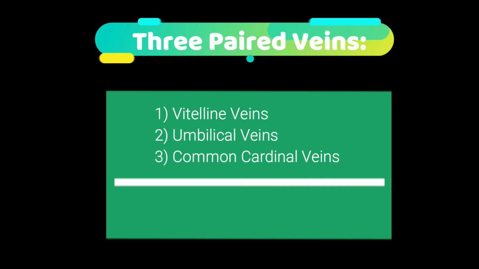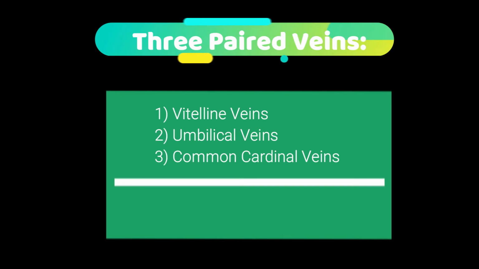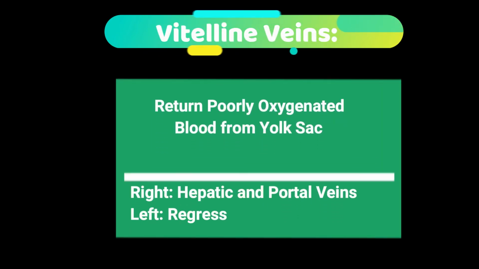3 paired veins drain into the primitive heart tube through the sinus venosus. These are the vitelline veins, the umbilical veins, and the common cardinal veins. The vitelline veins return poorly oxygenated blood from the yolk sac. More specifically, the right vitelline veins become the hepatic veins and portal veins, and the left vitelline veins regress.